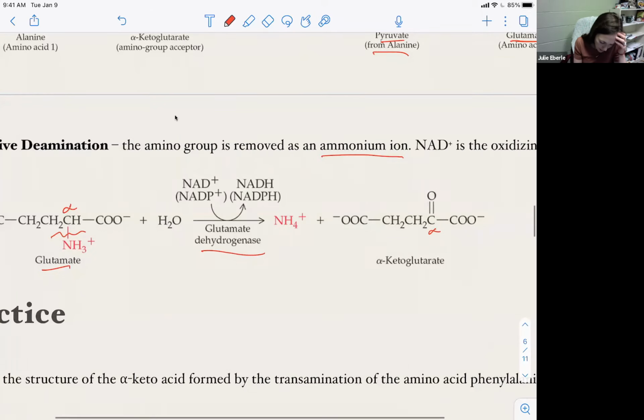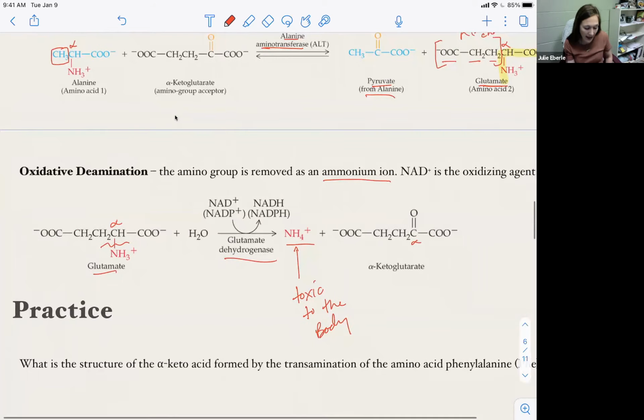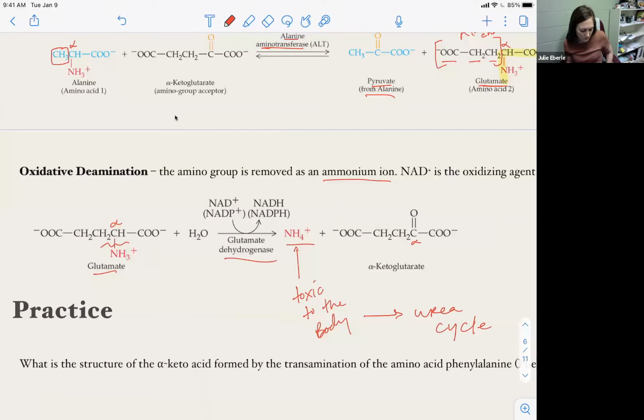All right, and then in the process, one of the byproducts is NH4+. Now remember, this is a toxic substance to the body. So we can't just let it hang out by itself. We're immediately going to send it to the urea cycle. But we have to get that ammonium group off so that this destination is directly to the urea cycle. And this cycle is what we're about to get into in just a little bit.